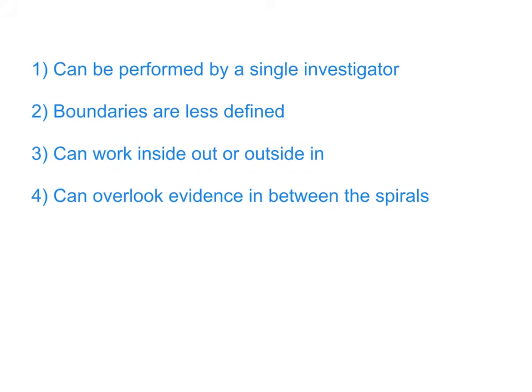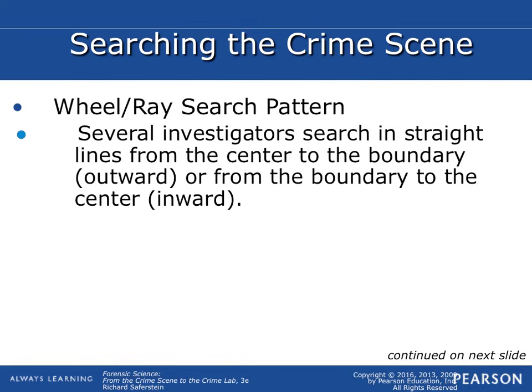And finally, one con about it is that you can actually overlook any evidence that's between the spirals of your search pattern. The next search pattern that we're going to discuss is called the wheel or the ray search pattern. This one must require several investigators. And what you do is you start at one point of origin and you work from that center in a straight line outward, okay? Or you can turn around from the boundary and go towards the center inward, but once again, you're walking in a straight line.